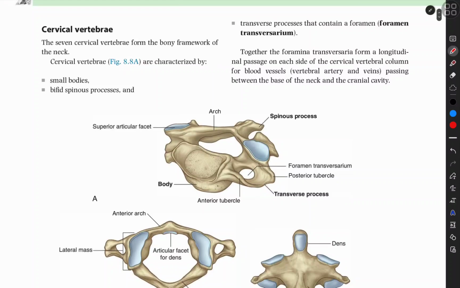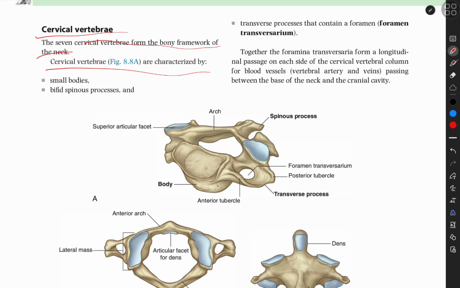Okay, cervical vertebrae. I think I've done this one once before. Yes, I think we are all done with the cervical vertebrae once, but I think it's just better to go over it once more. Seven cervical vertebrae form the bony framework of the neck.